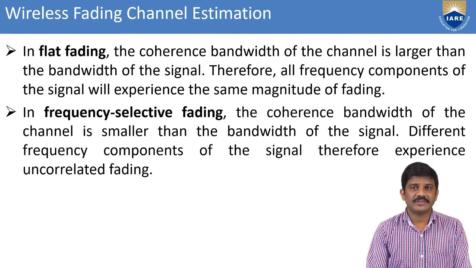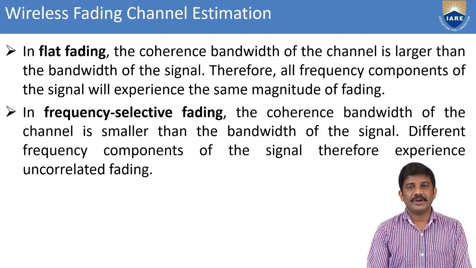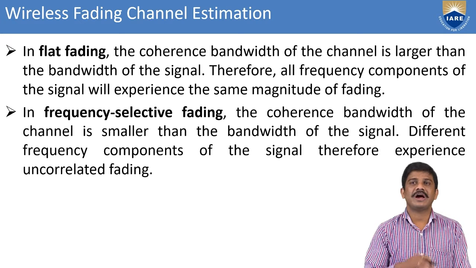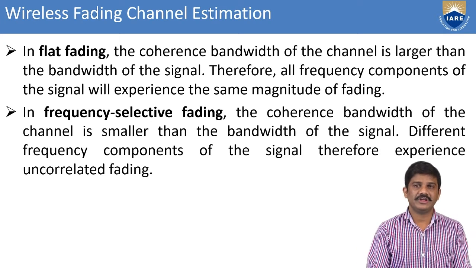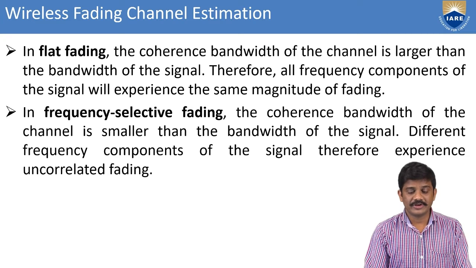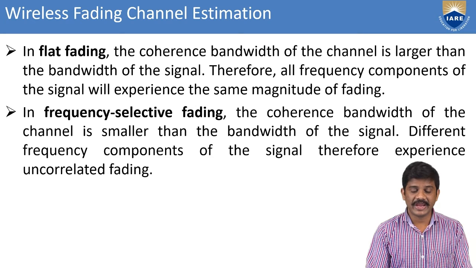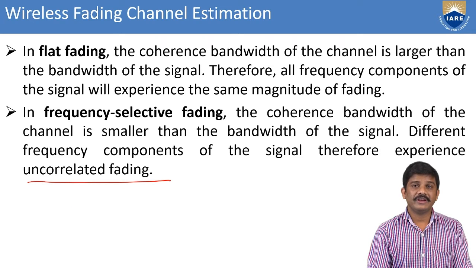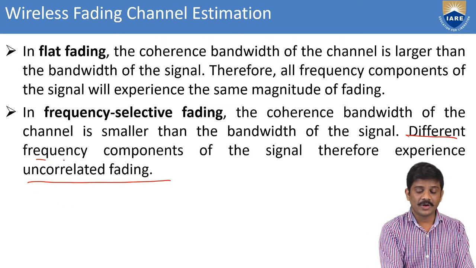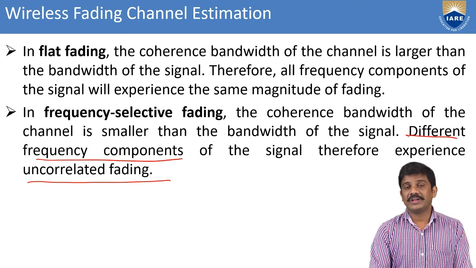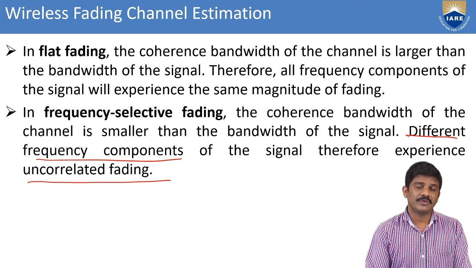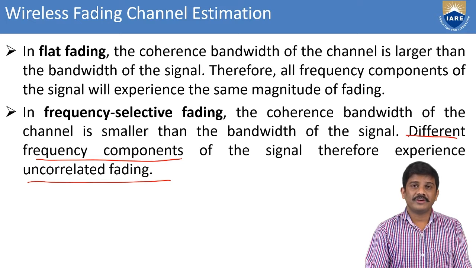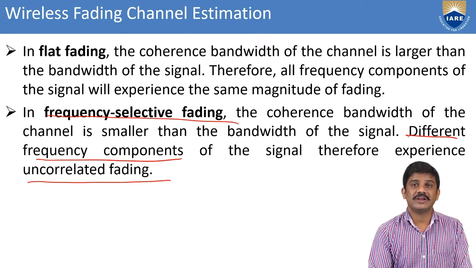Whenever you consider frequency selective fading, the coherence bandwidth of the channel is smaller than the bandwidth of the signal. The different frequency components of the signal therefore experience uncorrelated fading. Here we are considering uncorrelated fading, when you take the different frequency components. This comes under frequency selective fading.